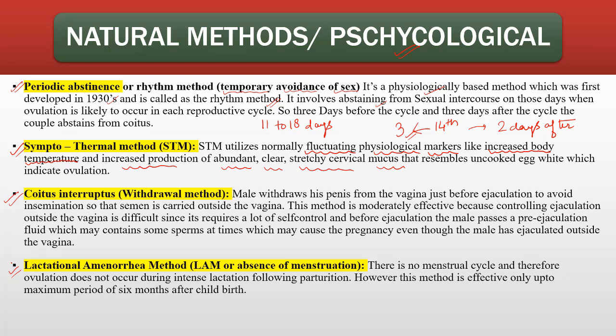However, this method is effective only up to a maximum period of 6 months after childbirth. So this method is effective for at least up to 6 months after childbirth. Okay, so periodic abstinence, rhythm method, STM, sympto-thermal method. Then coitus interruptus, that is the withdrawal method, and lactational amenorrhea, that is LAM, or absence of menstruation.